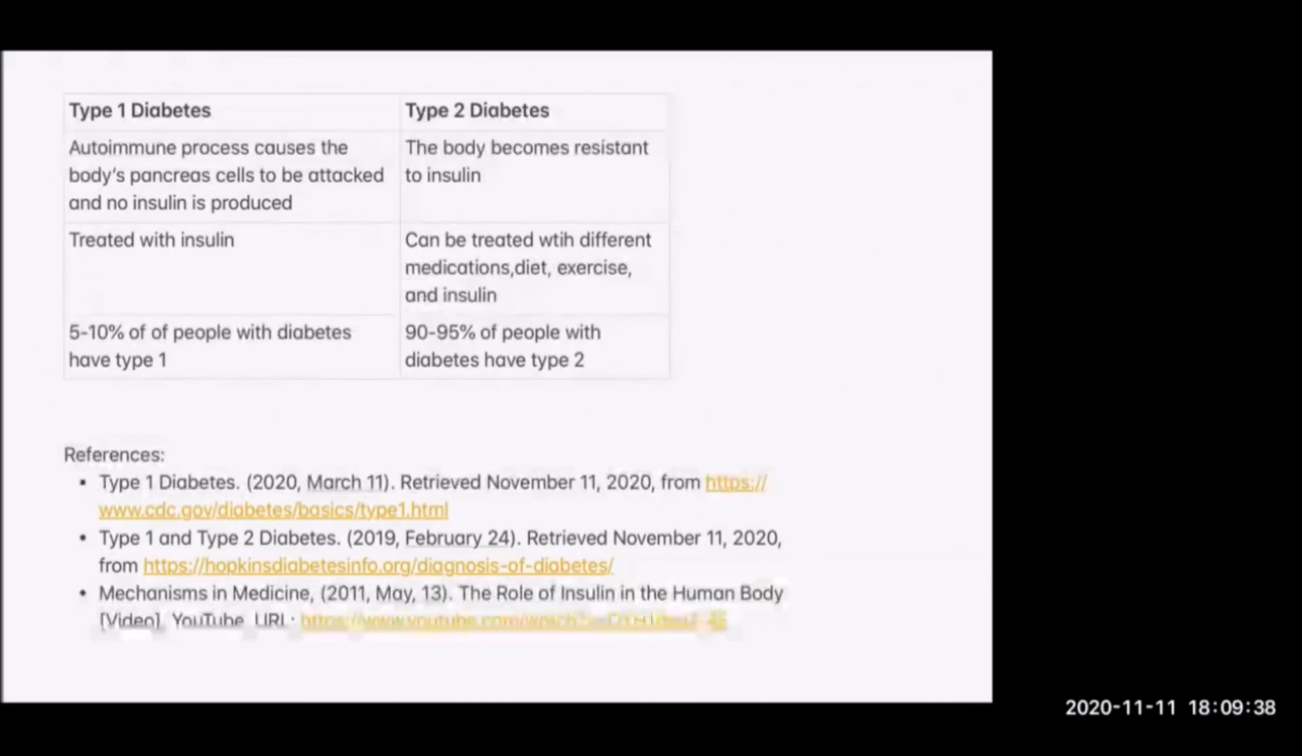And type 2 diabetes, on the other hand, is when the body becomes resistant to insulin. So the pancreas is still making the insulin, but the insulin is no longer able to correctly bind to the surface and allow the glucose into the cell. So again, the blood sugar rises. And this can be treated with different medications, diet, exercise, or even insulin. And this is much more common. 90 to 95% of people that have diabetes have type 2.